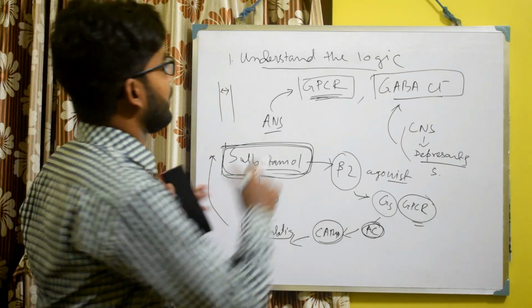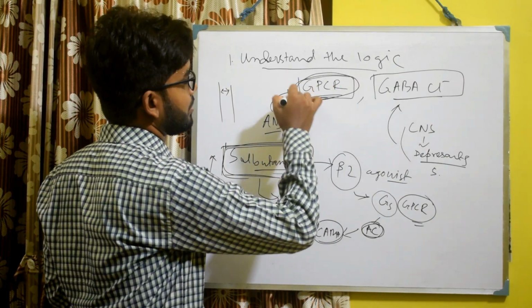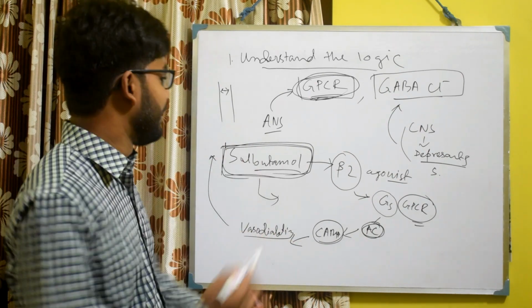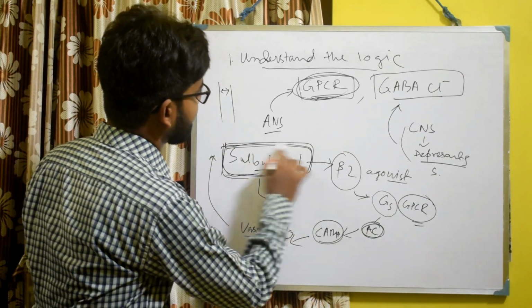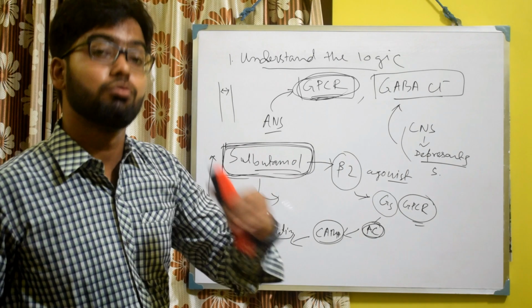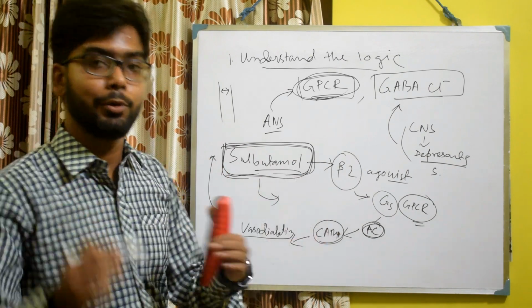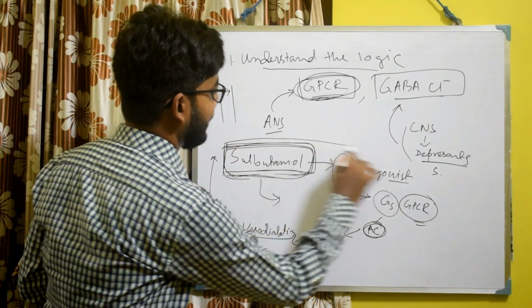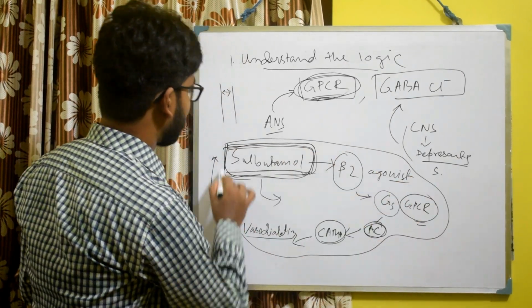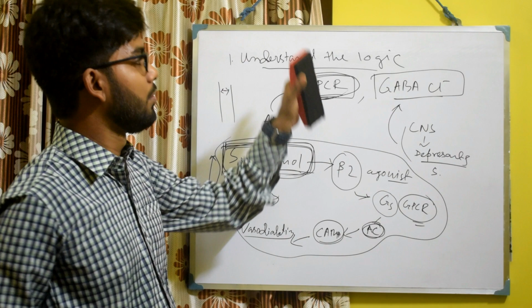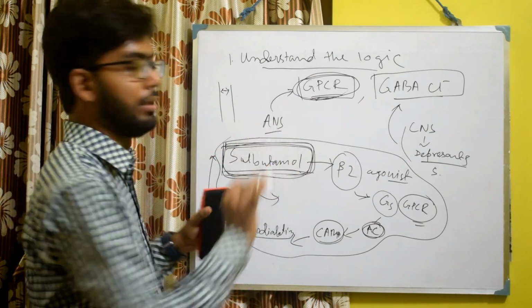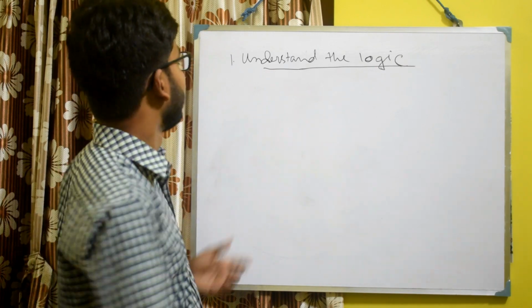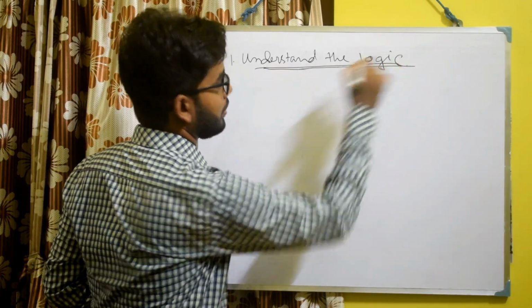If you understand the GPCR pharmacology, I mean the receptor pharmacology, then you will easily understand what the function should be and what the pharmacological action of your drug should be. This is one example. You should read the whole of pharmacology this way, logically. Coming to the next point, regarding understanding the logic.